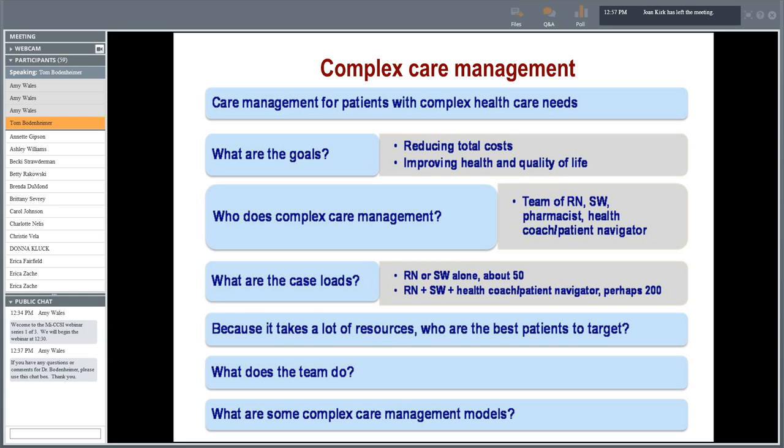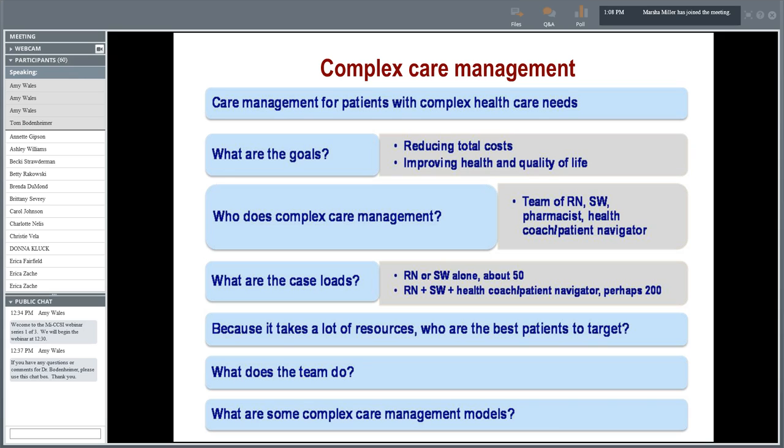Good. So in general, for people's caseloads on a complex care management team, if it's an RN or a social worker alone doing the care management, usually one can deal with about 50 complex patients. And if you have an RN plus a social worker plus a health coach or patient navigator, you can perhaps deal with about 200. It's really interesting that if you have an unlicensed person who's trained as a health coach slash patient navigator, they can really help a lot to allow the RN and the social worker to only deal with the things that their skill is needed for. A lot of the things that people with complex care management need is just help with relatively simple things, and if you have an unlicensed person working with you, it allows you to increase your caseload a lot.